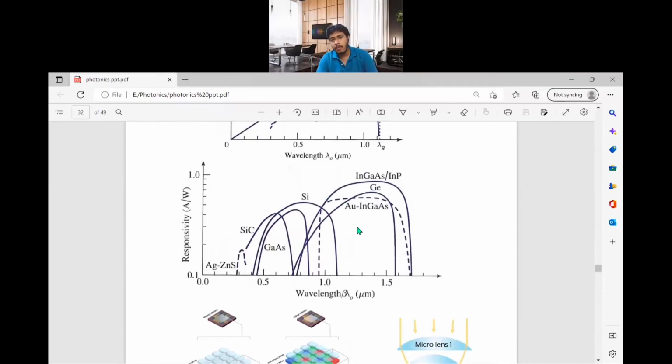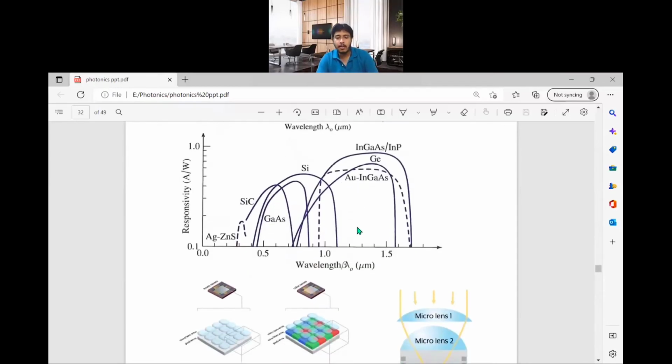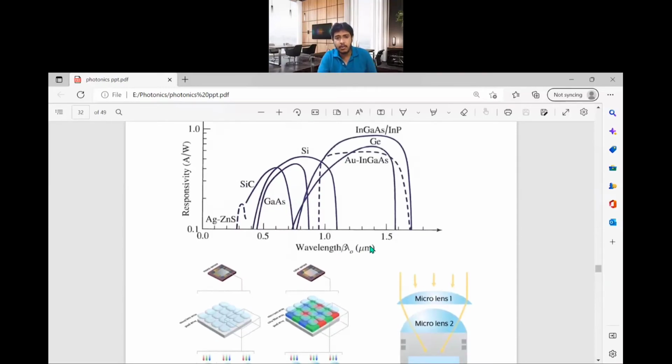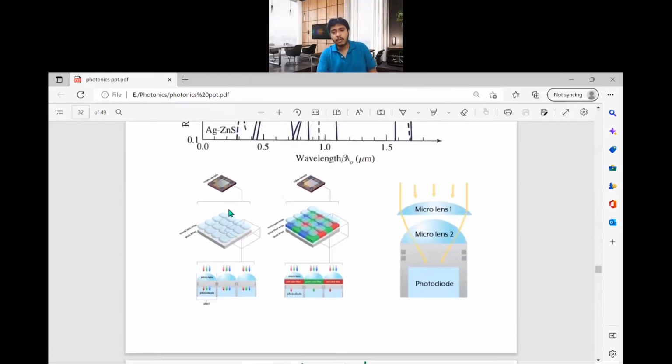Gallium arsenide and silicon have different responsivity. With the same type of structure, the amount of light absorbed is different for different materials, so you can use different materials. Generally, gallium arsenide has higher responsivity compared to silicon. So gallium arsenide can be used for high speed, high performance computers. So you can make smaller devices. If you make a small device, compared to silicon, gallium arsenide can receive more light.